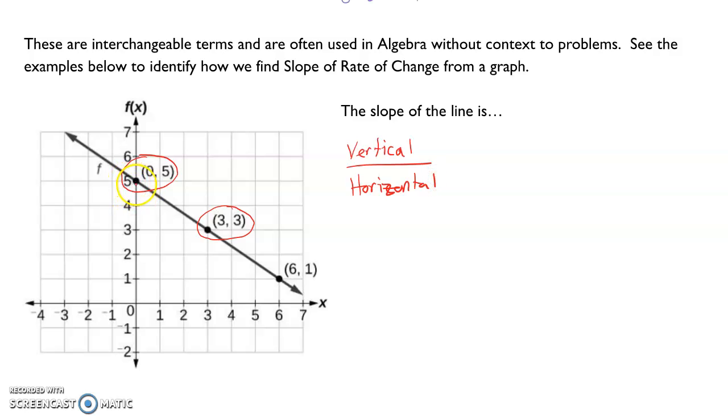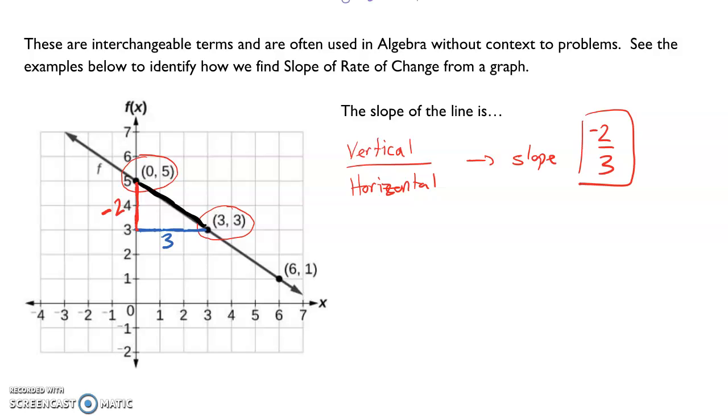My vertical change goes from 5 down to 4 down to 3. That is a vertical change. I went down 2. My horizontal change goes from 0 to 1 to 2 to 3. That is a horizontal change of 3. So I would say that the slope of this segment is -2 over 3.